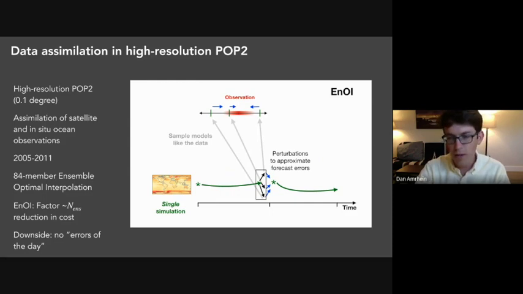And then when an observation comes along, instead of having a range of different ensemble model realizations to look at, you make perturbations that approximate the forecast errors. The big upside of this is that you have a factor, in this case 84, reduction in cost, which is allowing you to do data assimilation at 0.1 degree POP. The downside is that you don't have these kinds of errors of the day. The covariance error statistics that you have are stationary, and you might be losing some accuracy as a result of that.